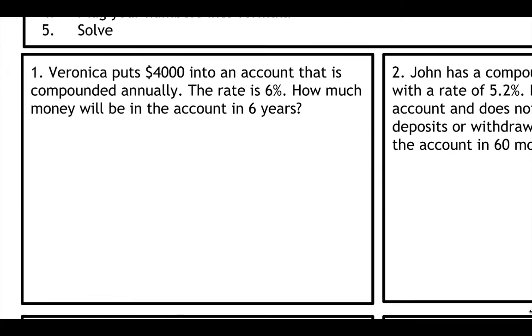So example number 1. Veronica puts $4,000. That's always money, and that's my starting amount Veronica's putting in, so I'm going to label it with a P for principal. Into an account that is compounded, circle, annually. The rate is 6%. That's rate. How much money will be in the account? So I want to know the total in the account. In 6 years. Time. And it's already in years, so I don't even have to do anything.